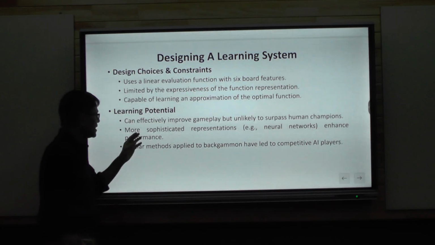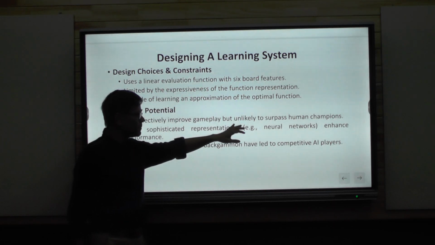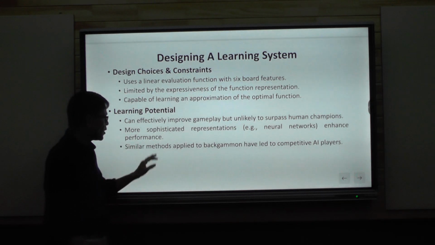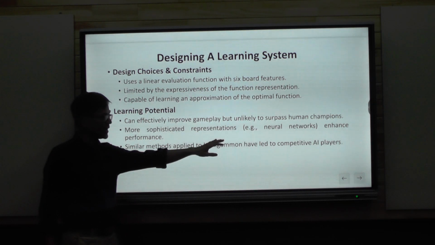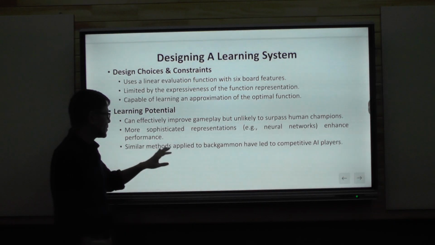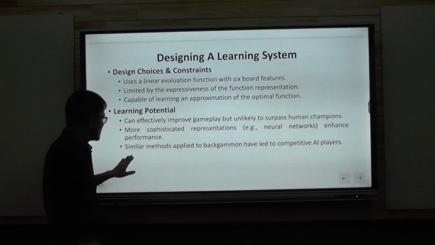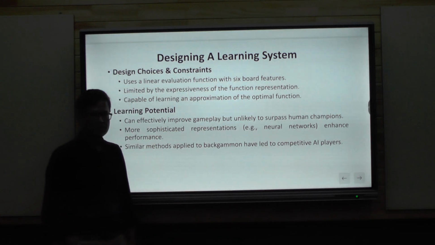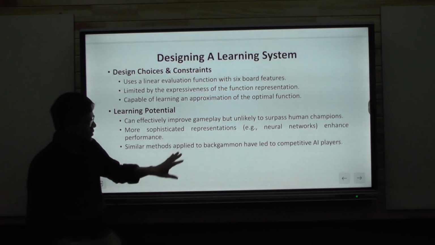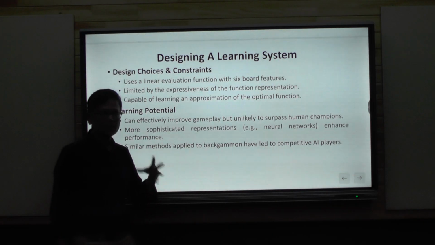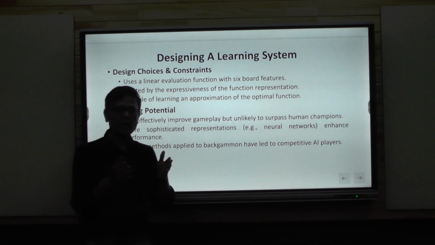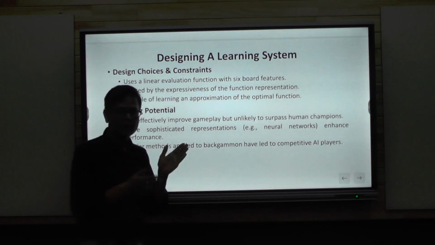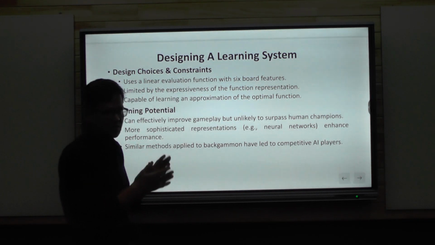So they are capable of learning an approximation of the optimal function. The learning can effectively improve gameplay but is unlikely to surpass human champions. More sophisticated representations like neural networks enhance the performance. Similar methods applied to backgammon have led to competitive AI players. So it's not altogether bad, and a similar idea of how to make a program play board games is presented here.